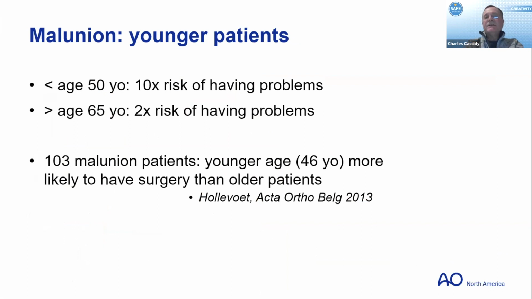How about younger patients? It turns out that patients younger than age 50 have about a 10 times risk of having problems from a distal radius fracture, whereas patients over 65 have only a 2 times risk of having problems. A study of 103 malunion patients, looking at all kinds of parameters, including radiographic parameters and outcome, concluded that the only determinant was a younger age. Patients who were younger were more likely to have surgery than older patients.